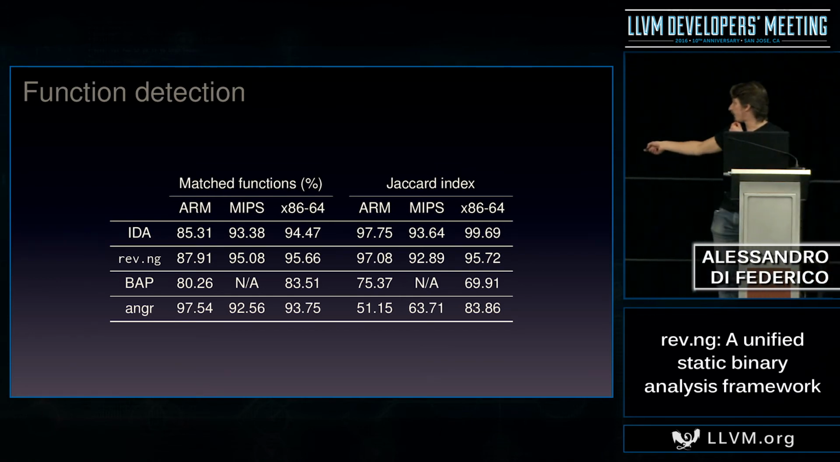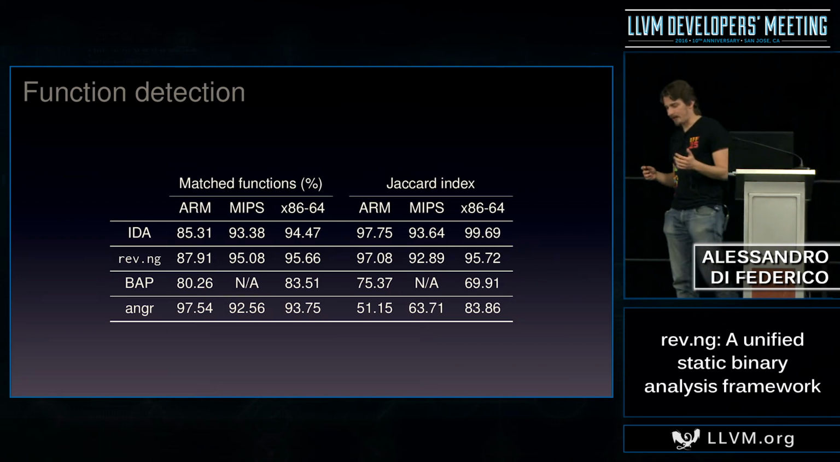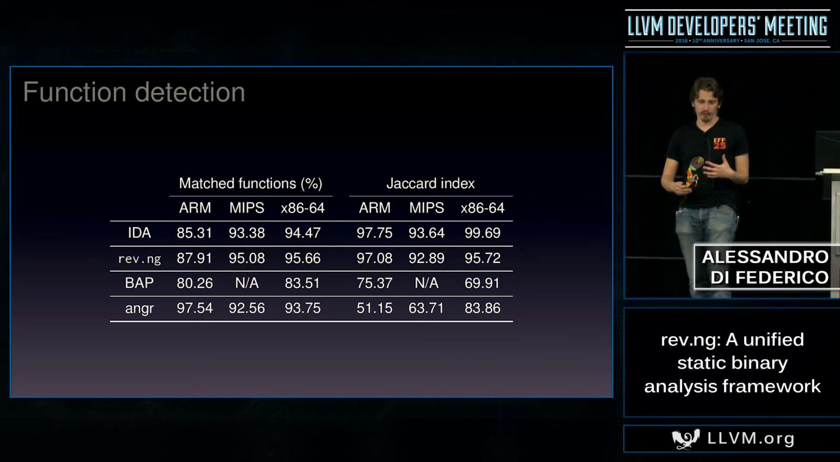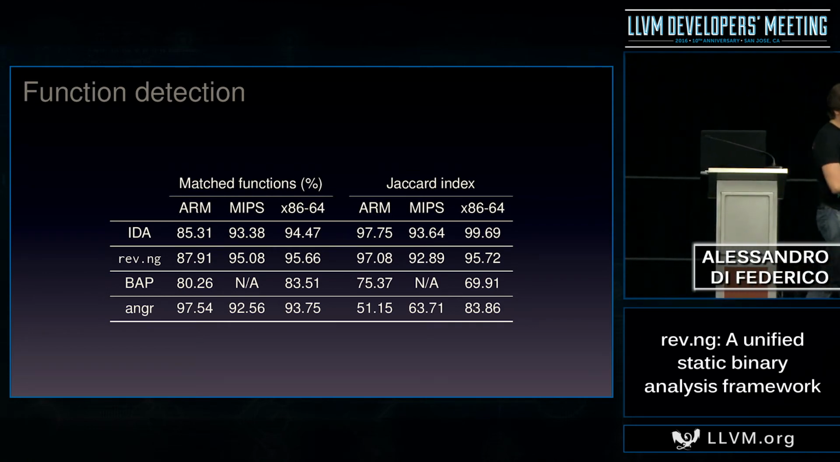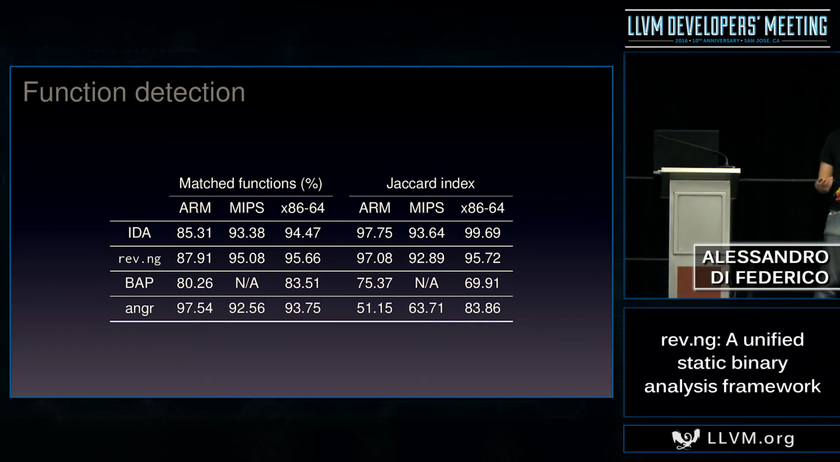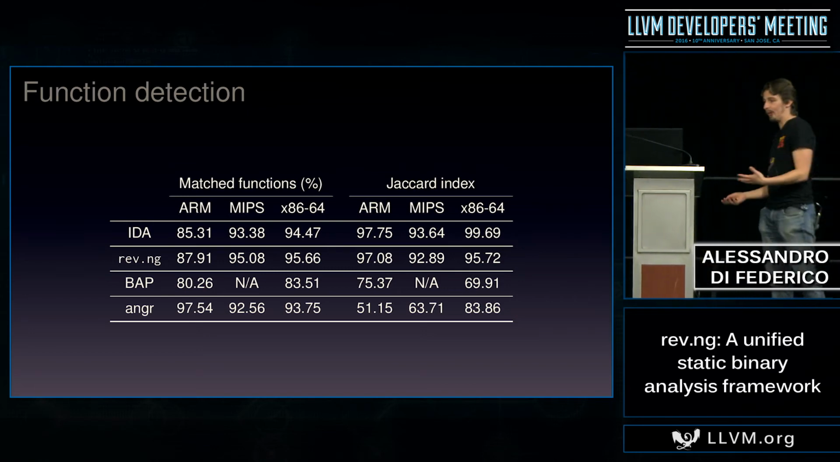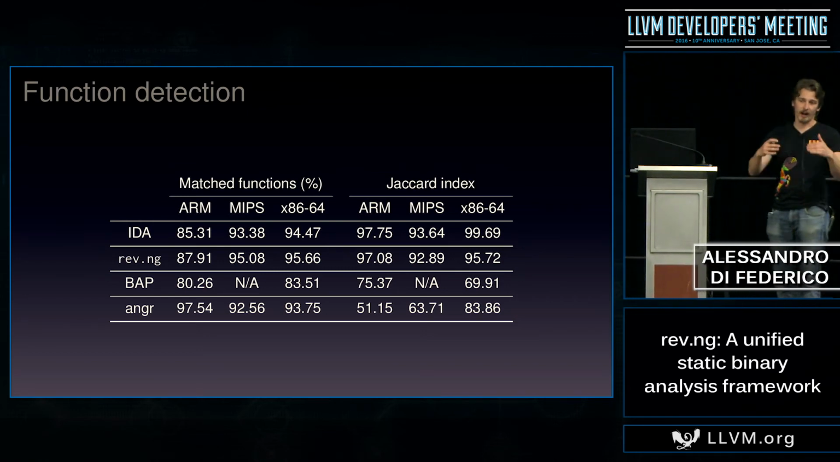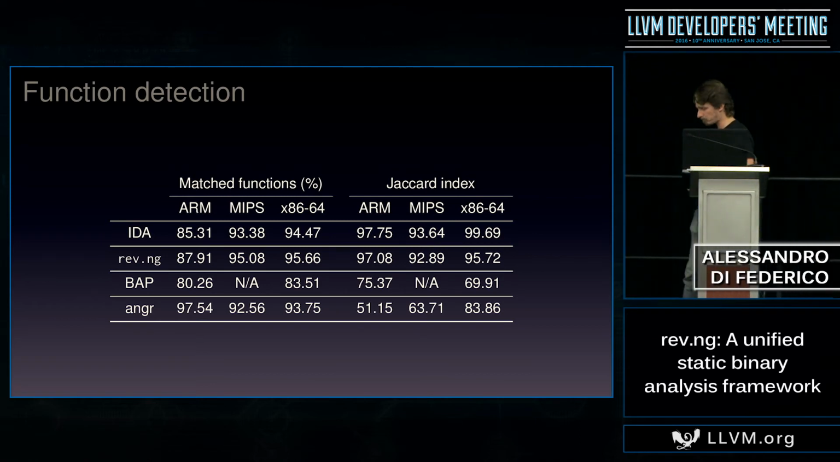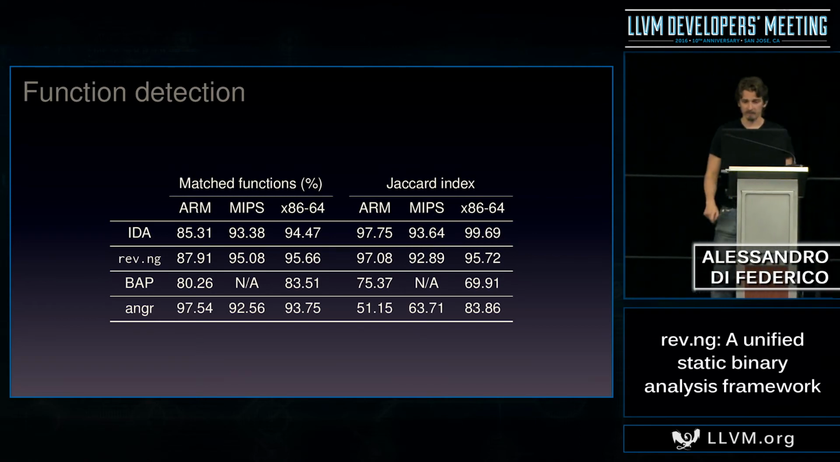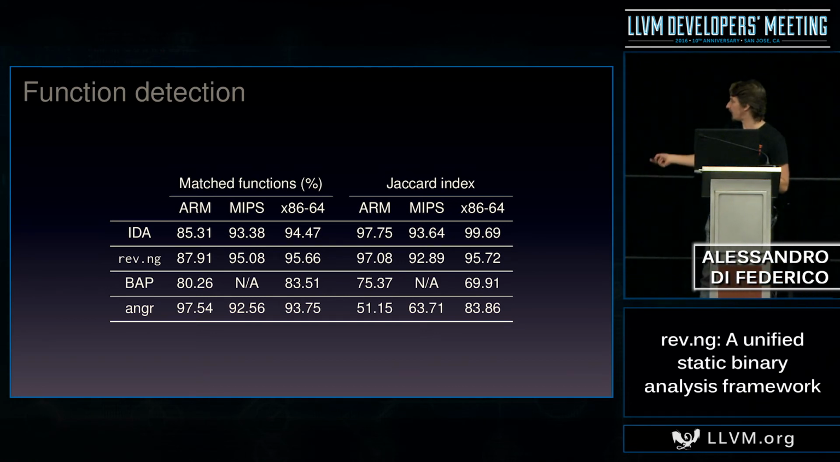As you can see, we are very close to IDA, which is the one performing best. But the point is that IDA, where it performs better than us, is because it's using some heuristics that are architecture-specific and that we could implement pretty easily, but we didn't want to, just to see how far we could push it without using an architecture-specific technique. And as you can see, we are constantly better than BAP and angr.